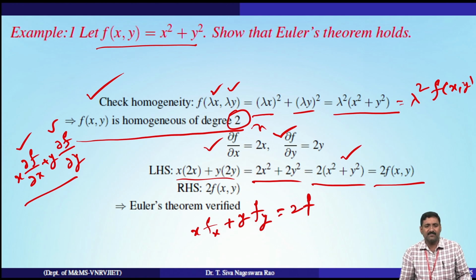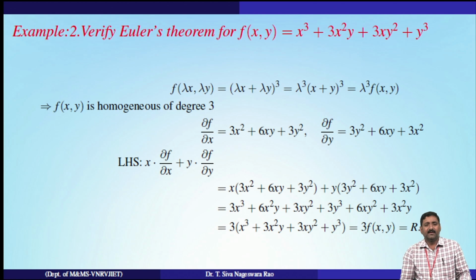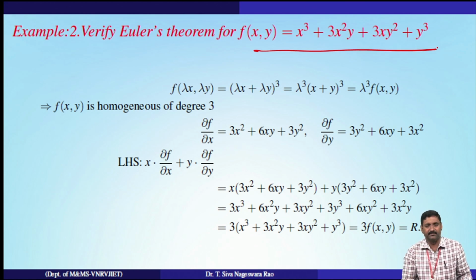Next, one more example. Verify Euler's theorem for the function f of x comma y is equal to x cube plus 3x square y plus 3xy square plus y cube. Similarly, first we will check for homogeneity. We will replace x with lambda x, and y with lambda y.